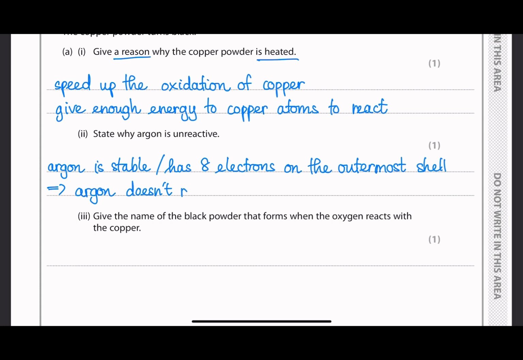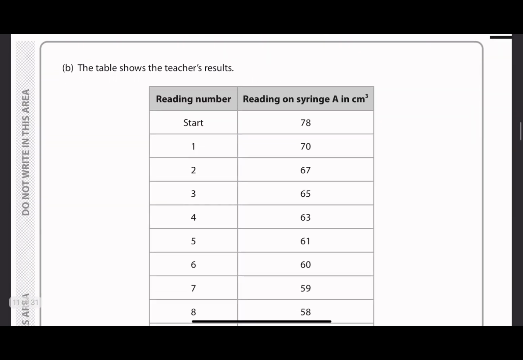So the next question: give the name of the black powder that forms when the oxygen reacts with copper. So here the oxygen reacts with copper and produces copper(II) oxide, which is black in color. Alright, moving on to the next question.